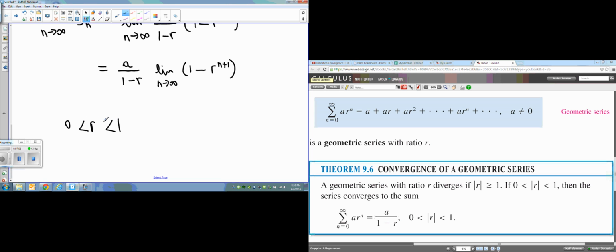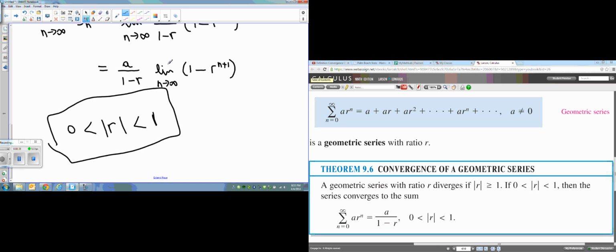Well, if the absolute value of r is between 0 and 1, then when you raise this to powers, it becomes smaller and smaller and smaller. So any number whose absolute value is between 0 and 1, as you take consecutive powers, the number becomes smaller. You're finding fractions of that original number. So this condition is the condition we need for this limit to converge.